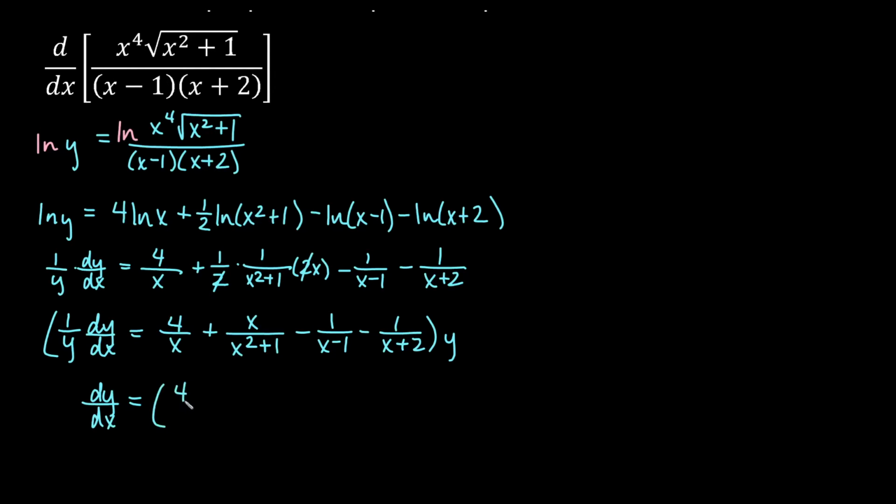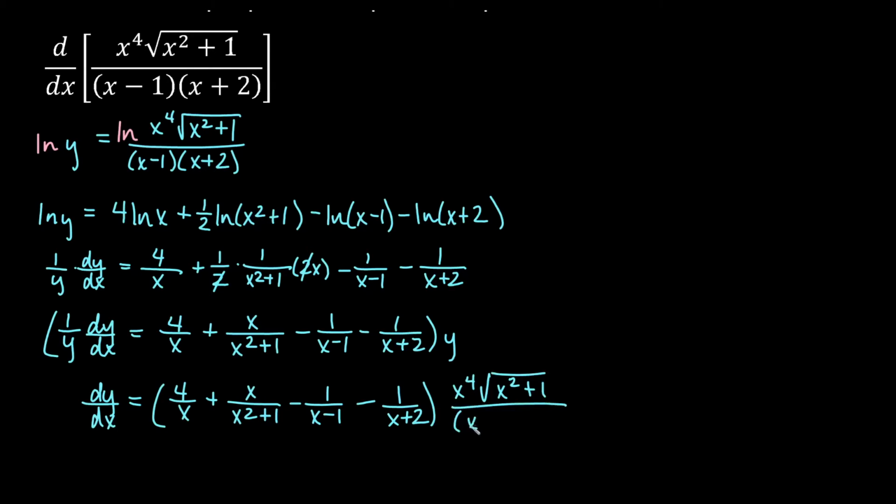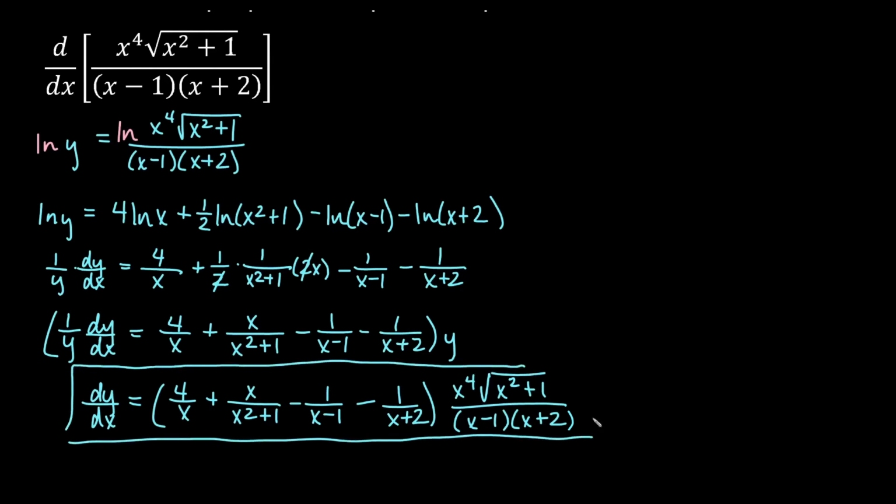So we would get 4 over x plus x over x squared plus 1 minus 1 over x minus 1 minus 1 over x plus 2. And then times the y here is times x to the 4 square root x squared plus 1 over x minus 1 x plus 2. And that's our y that we replaced with from the very beginning here, right? Y equals. And that is our nice, long, complicated answer for this problem.